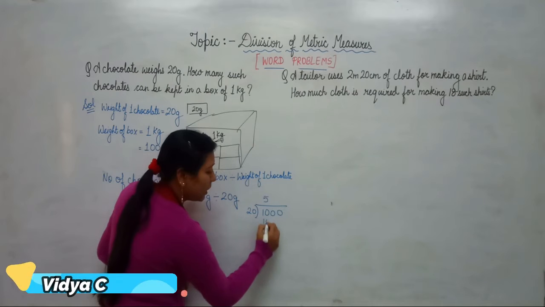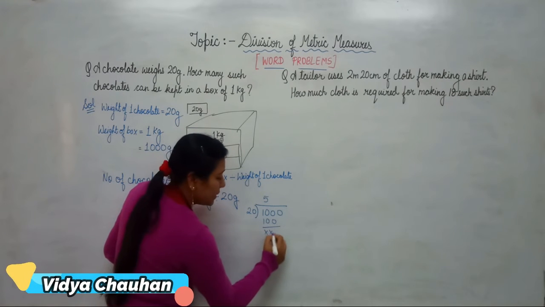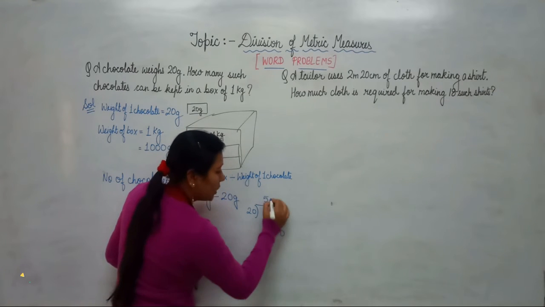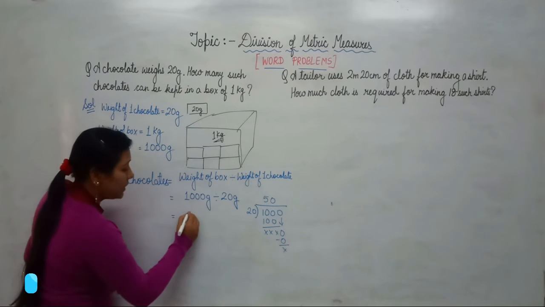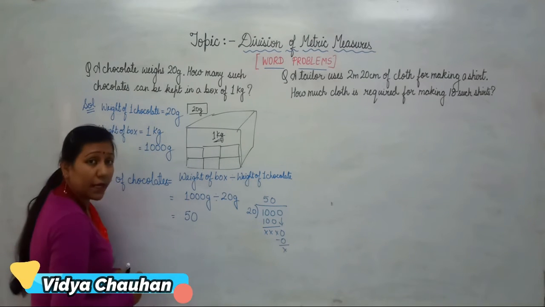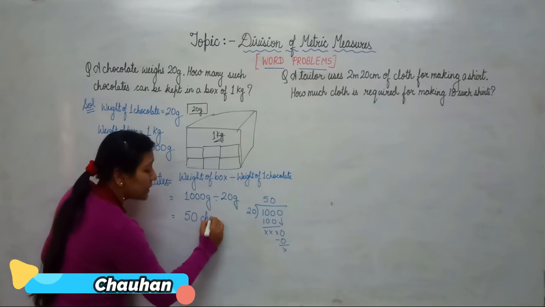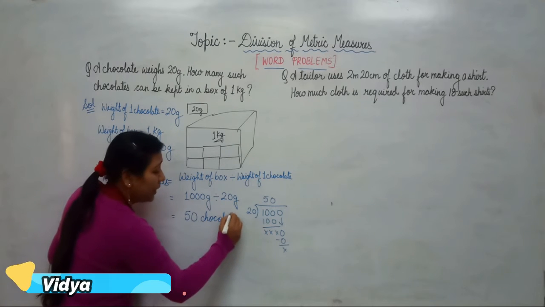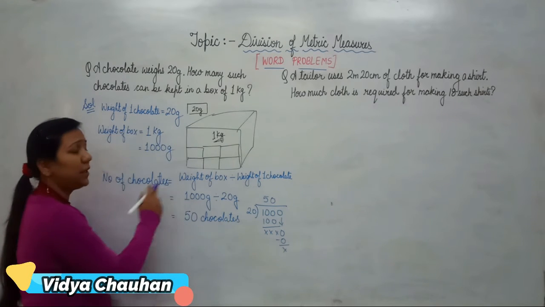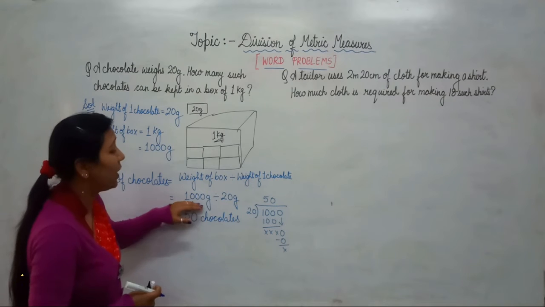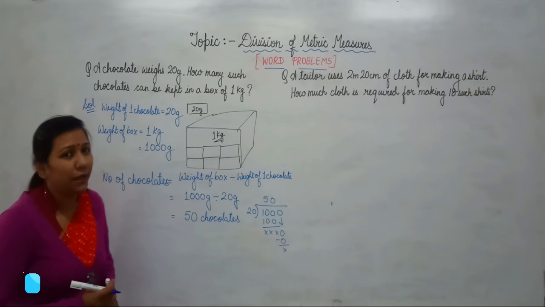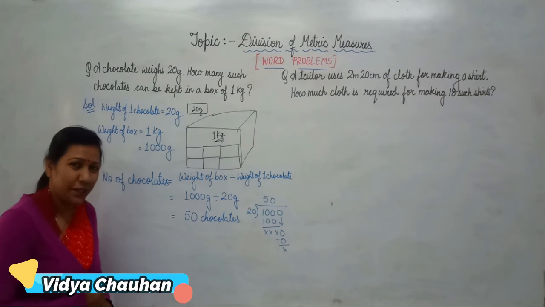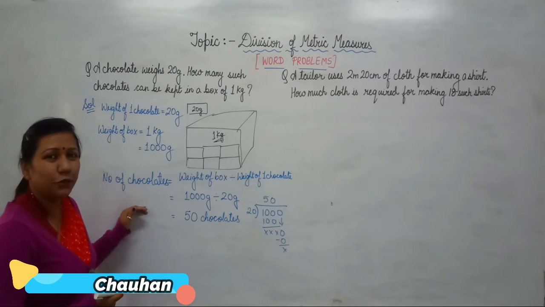When you perform the division, 20 5s are 100. Cancel out. A 0 will come down. 20 zeros are 0. So what is your answer? Your answer is 50 chocolates. So that means in a box of 1 kilogram, that means 1000 gram, we can keep 50 chocolates of 20 grams each. Clear students? So this is our first solution.